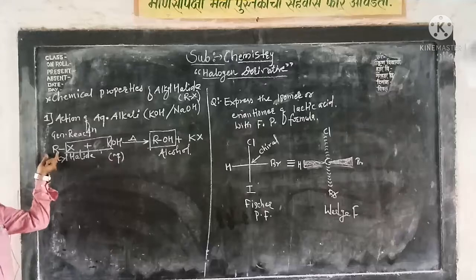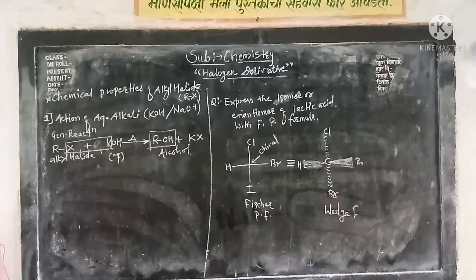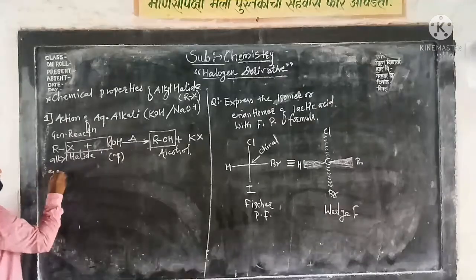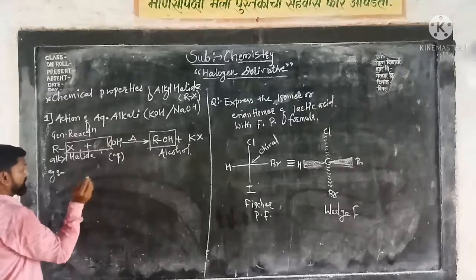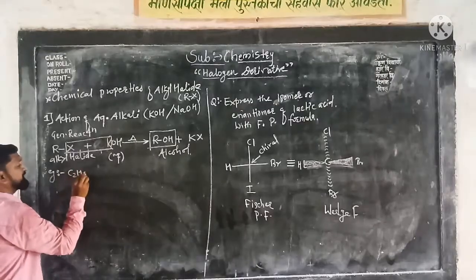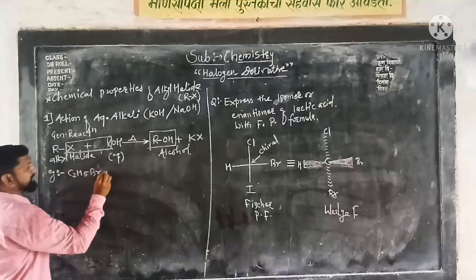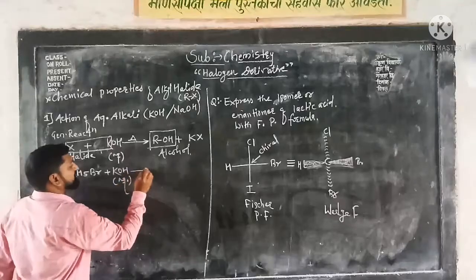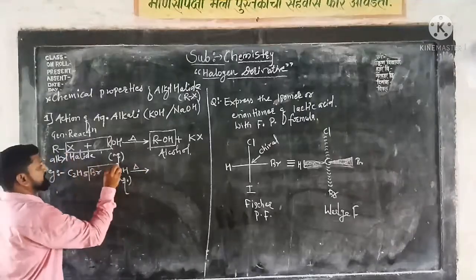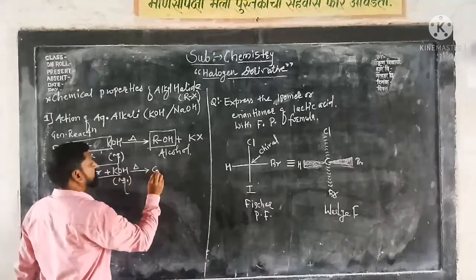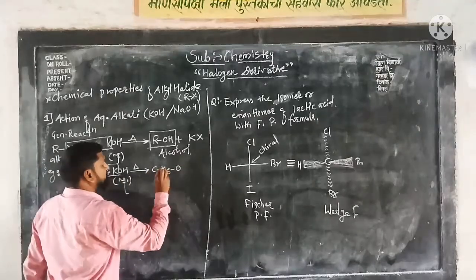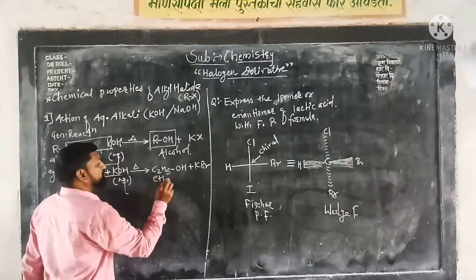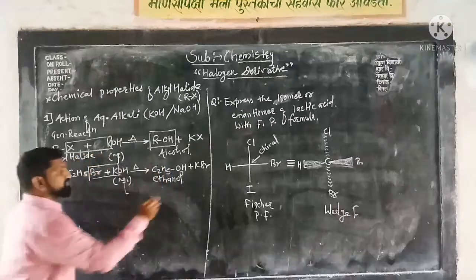Now as you change the alkyl group and halide, you will get the desired alcohol. For example, let us prepare 3 alcohols here. Number 1, suppose I want to prepare ethyl alcohol. Then I will take C2H5Br, ethyl bromide, plus aqueous potassium hydroxide, with slight heating. The product obtained will be C2H5OH plus KBr. This is ethyl alcohol, IUPAC name ethanol, which is a 1 degree alcohol.